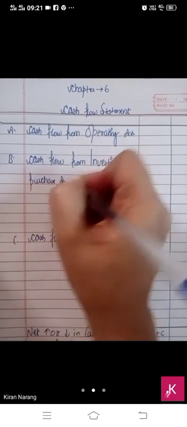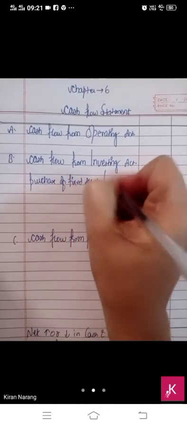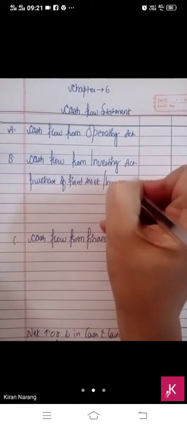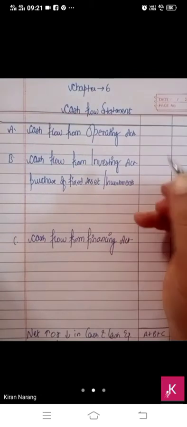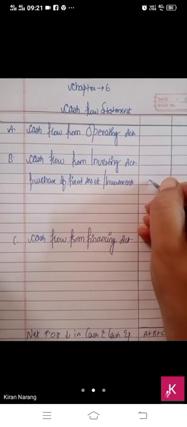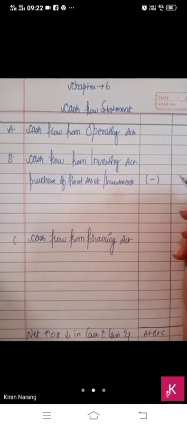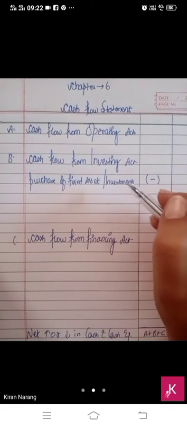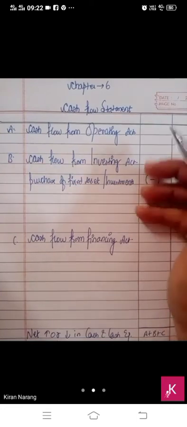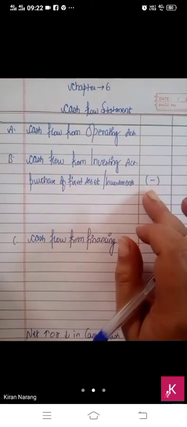Purchase of fixed asset and long-term investments. Beta, if we are purchasing fixed assets and long-term investments, cash is going out. So it will be recorded in minus, in bracket. Purchase of fixed asset, investment. If we have purchased fixed asset or investment, then cash has gone. So we will write in minus.